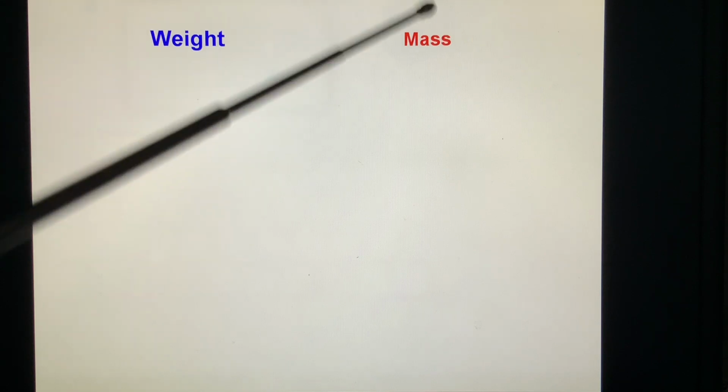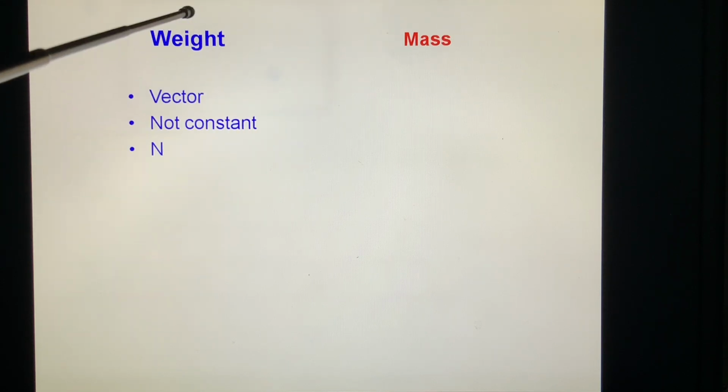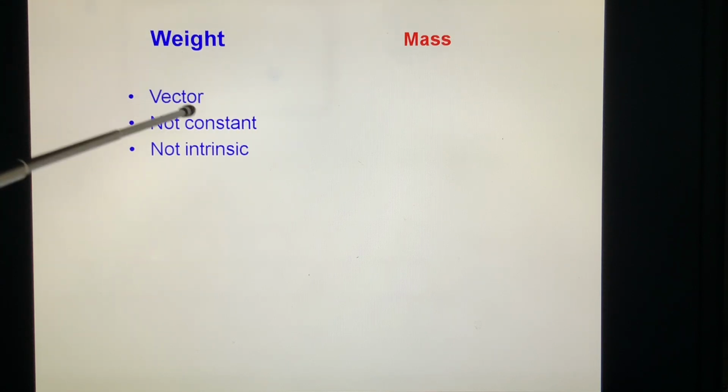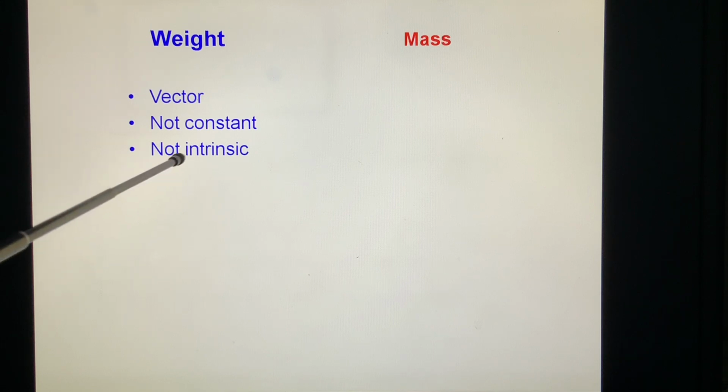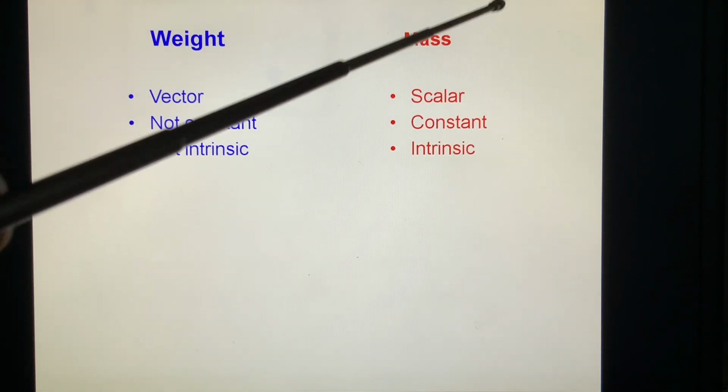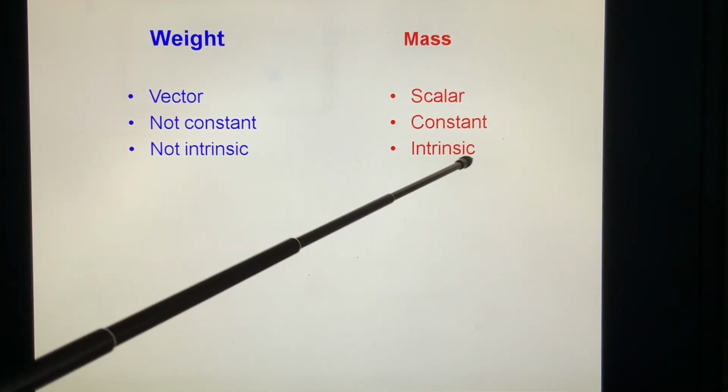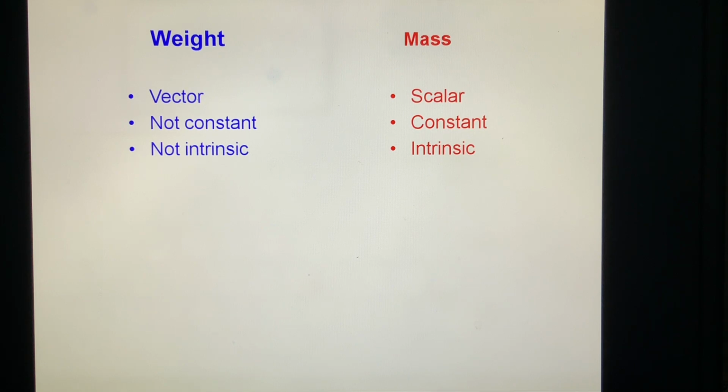Now compare the weight and mass. Weight is a vector, okay? It's not constant. At different places you take the object, the weight is different. And it's not an intrinsic property of the body because it changes. And mass is a scalar. It's constant. It's intrinsic to the body. Everywhere mass is the same, but weight is different.